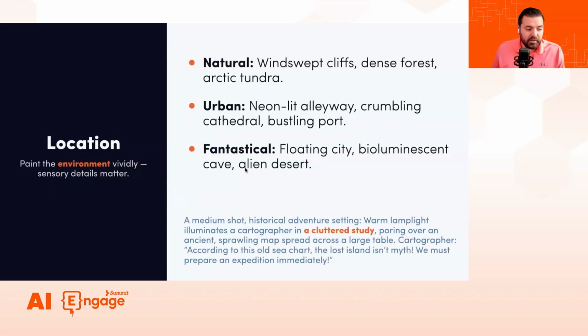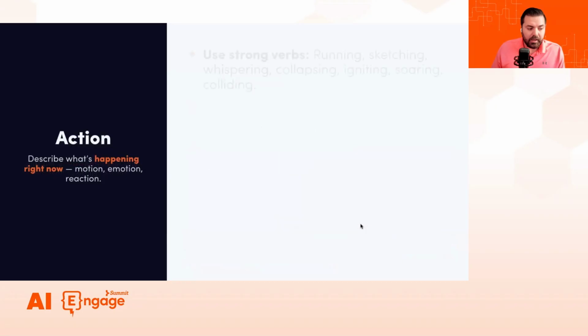Moving on, we're going to location. Location is the environment. Where is it? Is it a natural location, like a dense forest or Arctic tundra, or whatever you want to describe? Or urban: is it a neon-lit alleyway, a crumbling cathedral, a bustling port? Think about the environment and make it vivid. Sensory details really matter here. And you see here it says a cluttered study. So that's what you saw out of that.